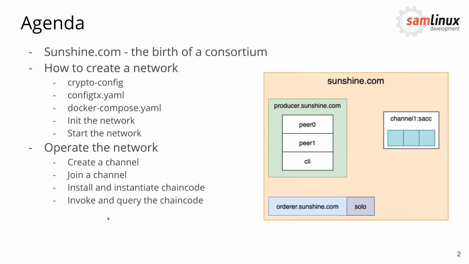In the end of this example, you will have this system running. So you have a single organization with two peers, and you can switch between these two peers, peer 0 and peer 1, with the CLI container. And you have an orderer system of type solo. And with this, you can play a little bit.